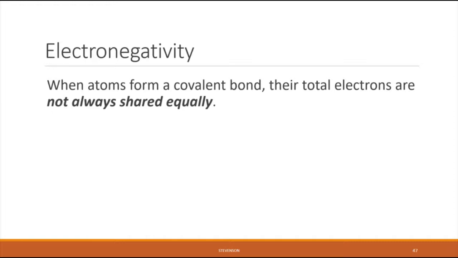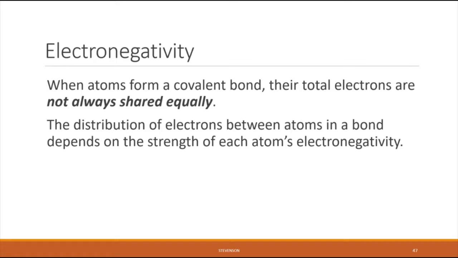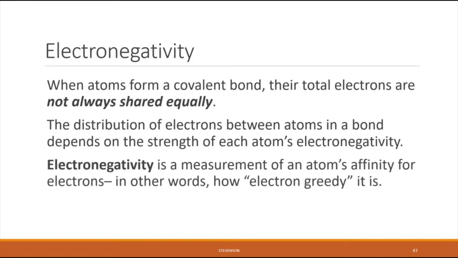In fact, some atoms, some elements, are better sharers than others. The way that shared electrons end up being distributed between atoms that are engaging in a covalent bond depends upon the strength of each atom's electronegativity. Electronegativity is a word that essentially means how badly each element in the bond wants electrons for itself. It's a measurement of how electron greedy an element is.